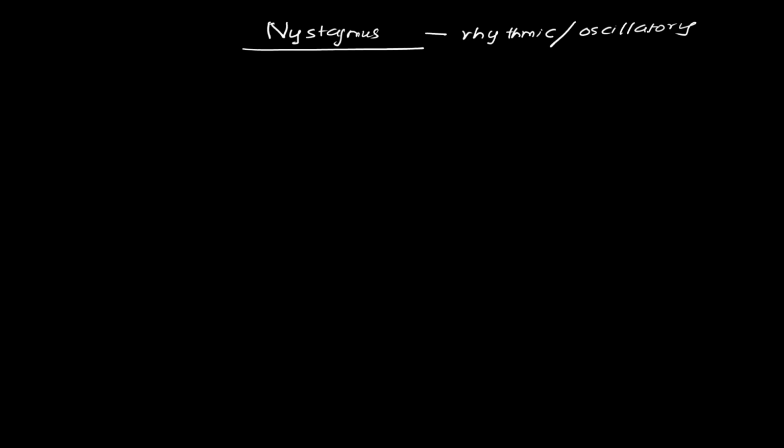Before starting, first of all, the definition of nystagmus is quite important. It says it is a rhythmic oscillatory motion of the eyes which is more or less regular. So this is the actual definition.